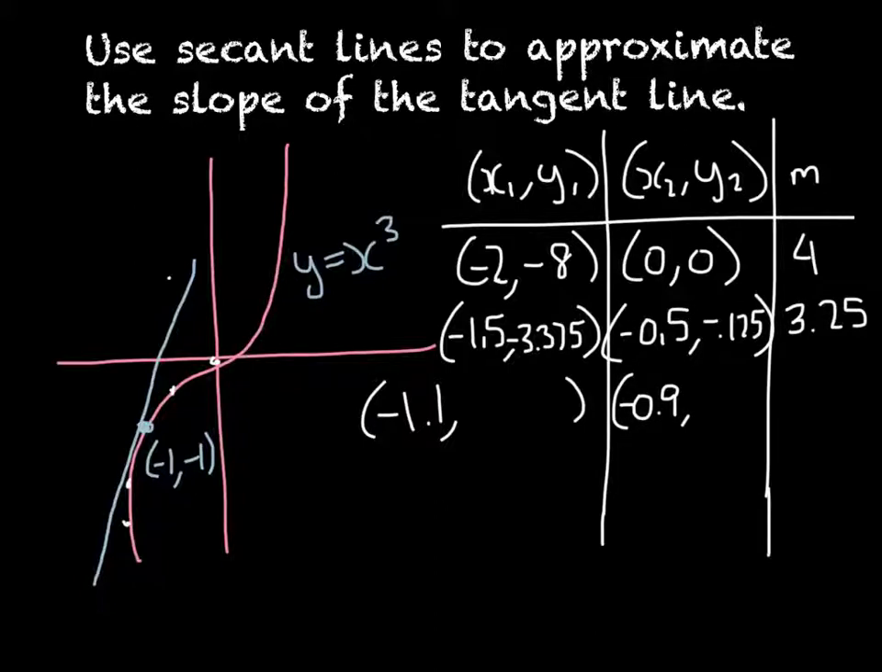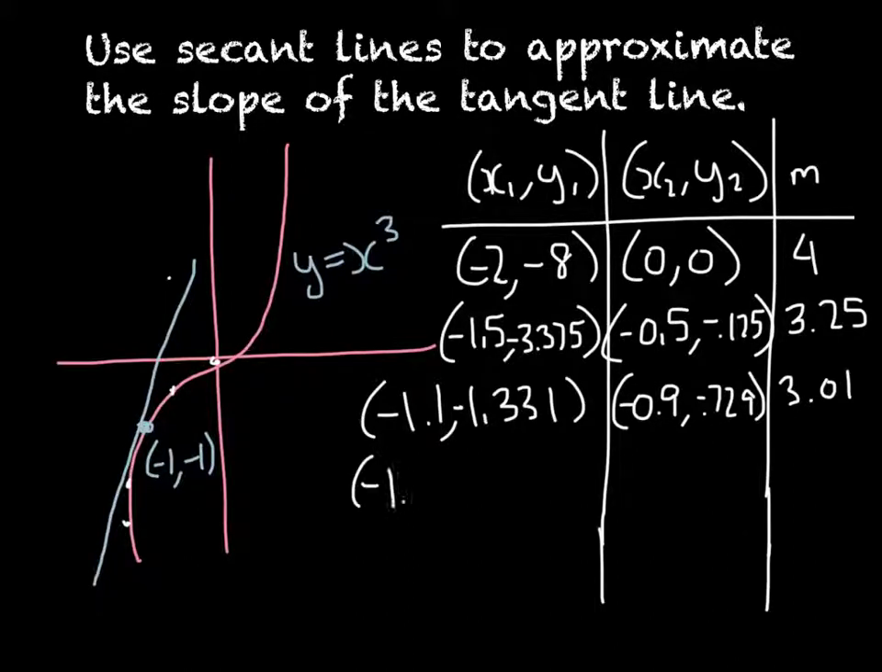Then if we plug these numbers in, we'll get 1.331 and 0.729, both of these negative. And for our slope, we would end up with 3.01. Okay, let's bring it in one last time, extremely close.